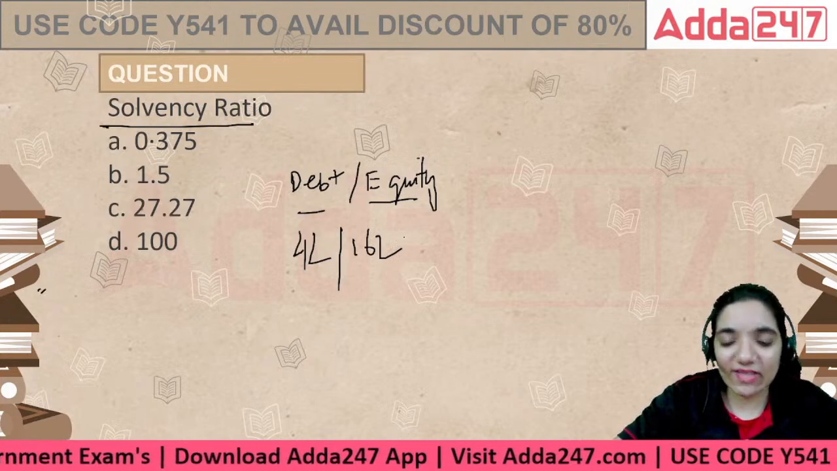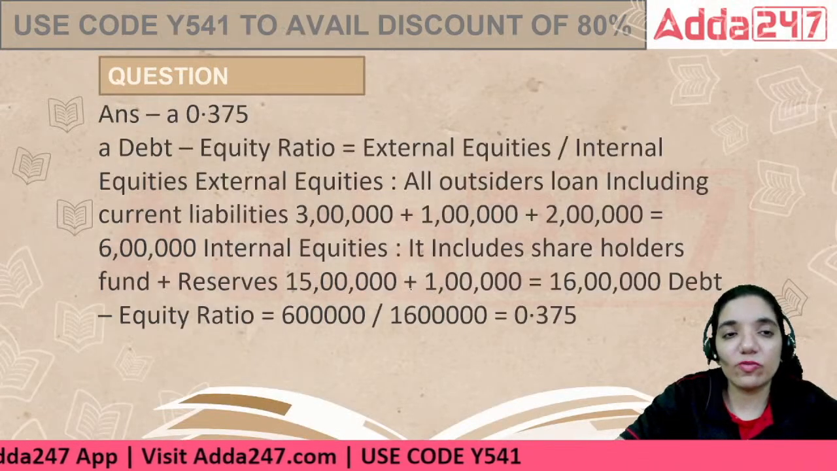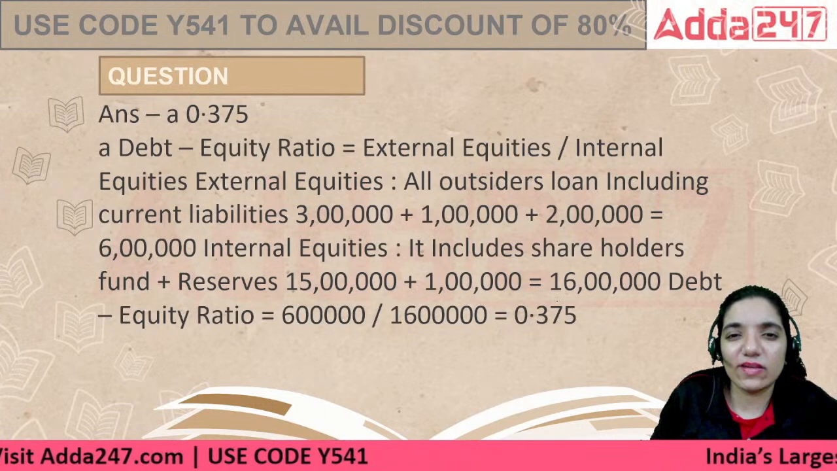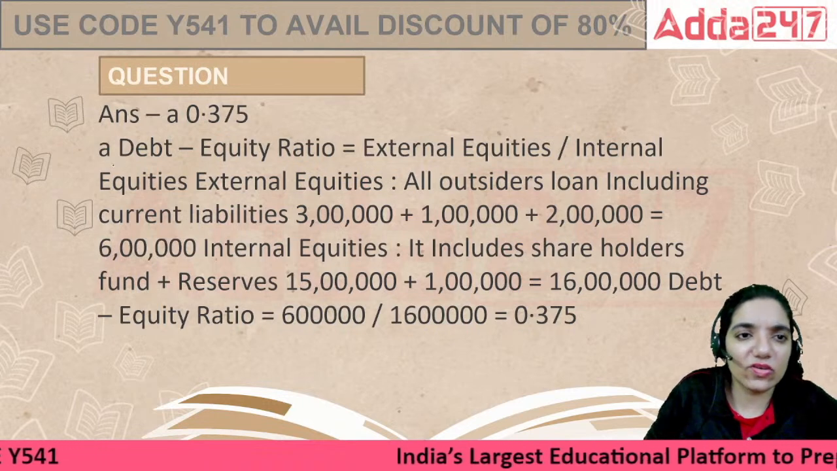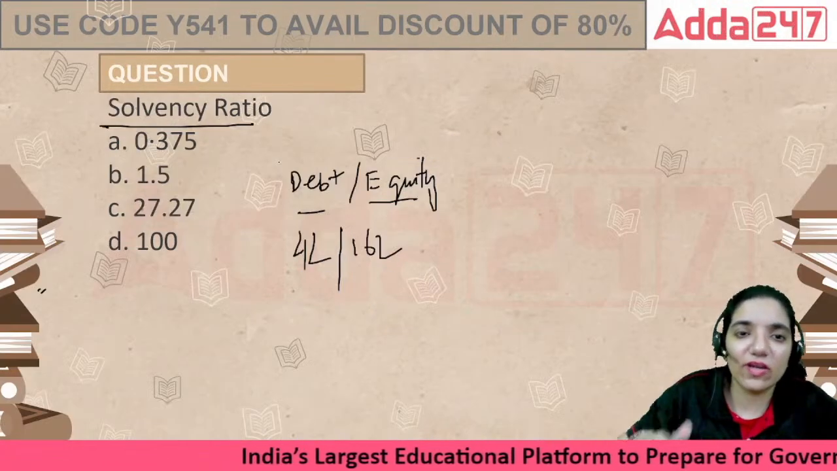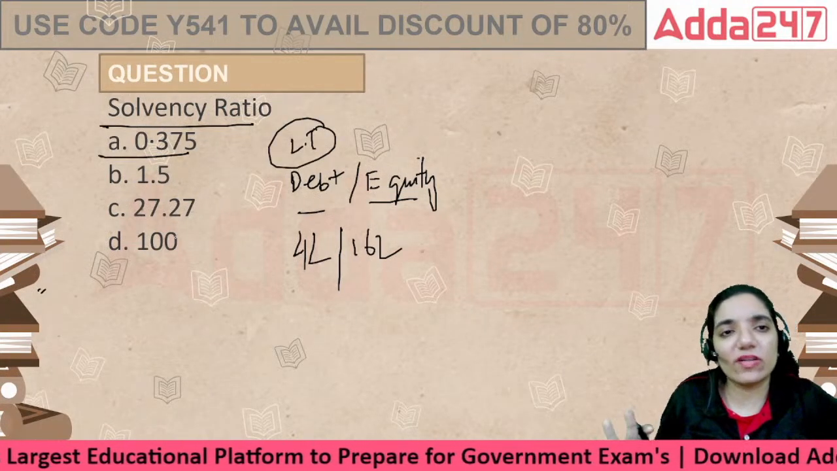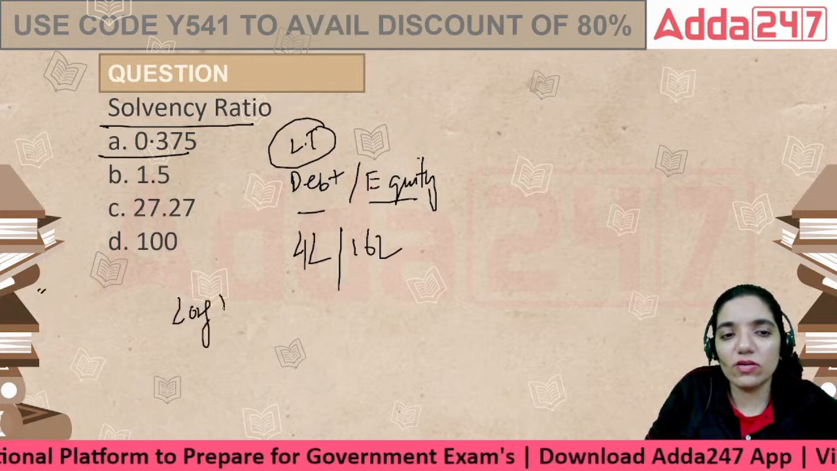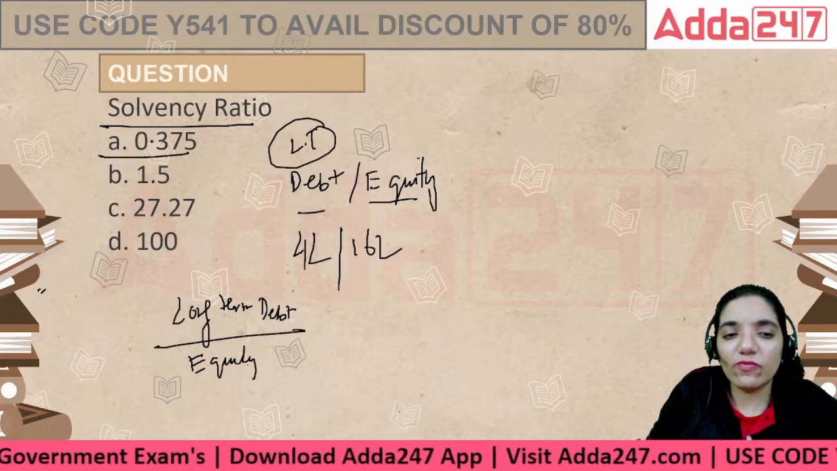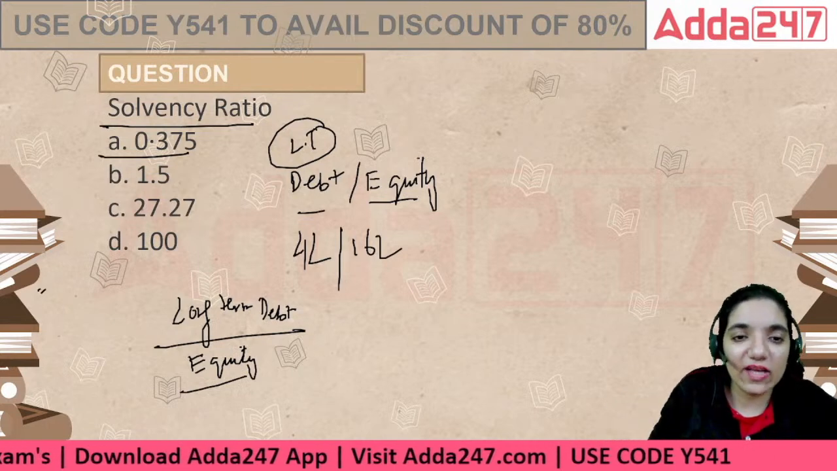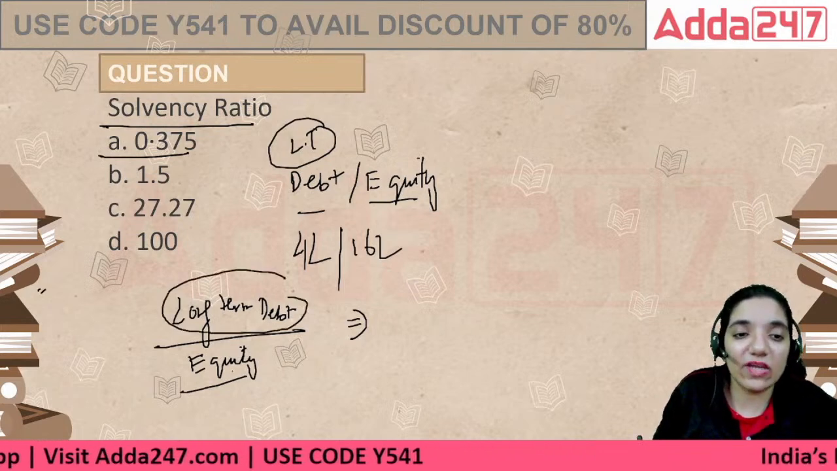So what would be the answer in this case? No, this is not right. There's something wrong about it. Debt is always only the long-term debt. This question is wrong. Whenever we calculate the solvency ratio, it is always long-term debt upon equity. Only a few books or authors have taken it as the long plus short term, otherwise it's not a part of it. It's only the long-term debt upon equity.